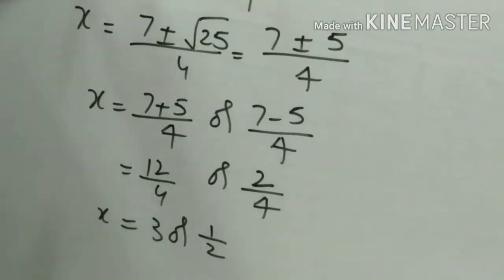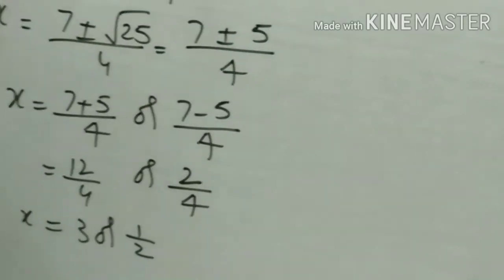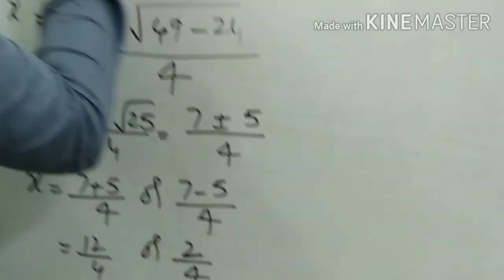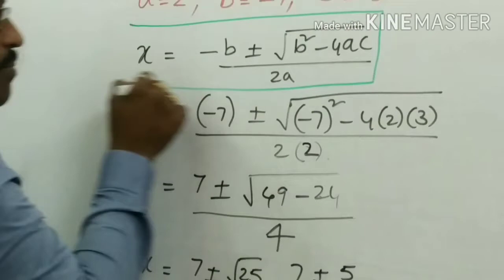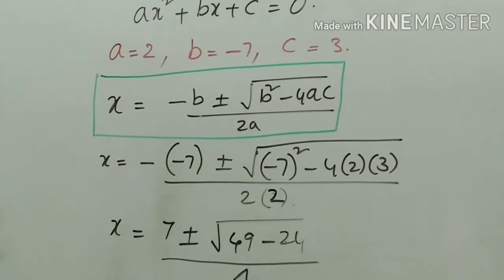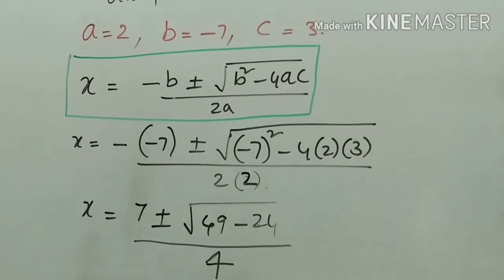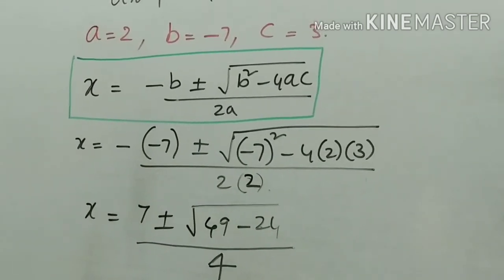So directly we can do this procedure, that is nothing but x is equal to minus b plus or minus root of b square minus 4ac by 2a. This formula is known as the quadratic formula, solving quadratic equations by the formula method.